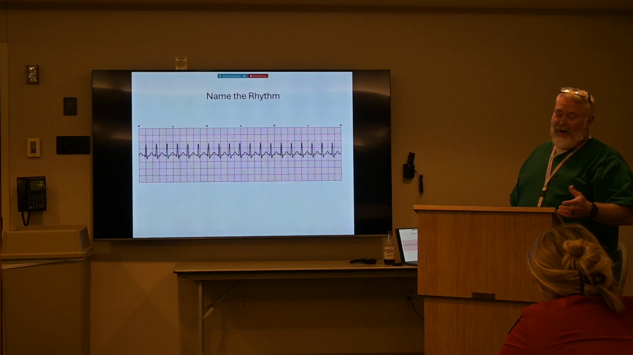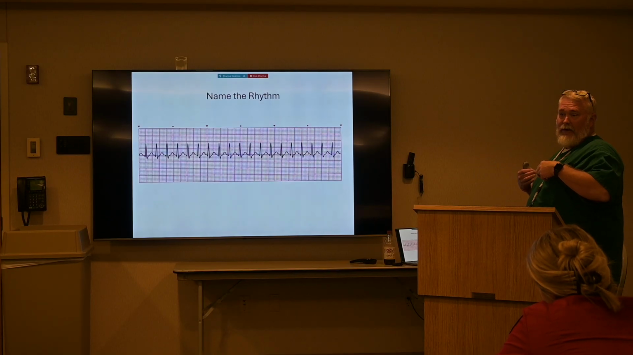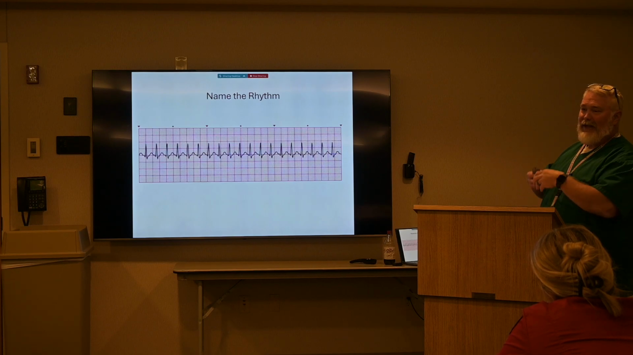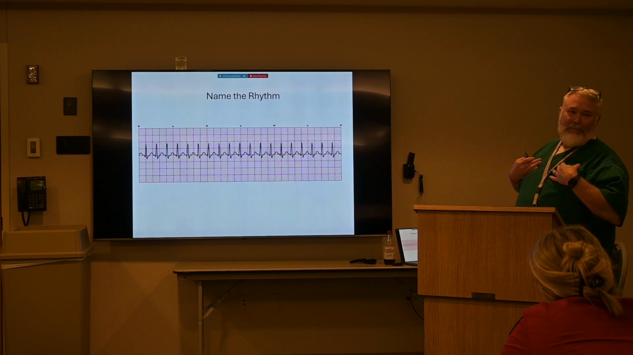But I like using adenosine when I need to, because it tells me more information that I can't tell by just looking at that. That's just me.